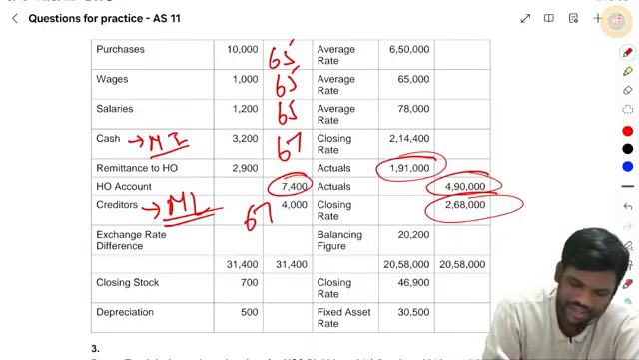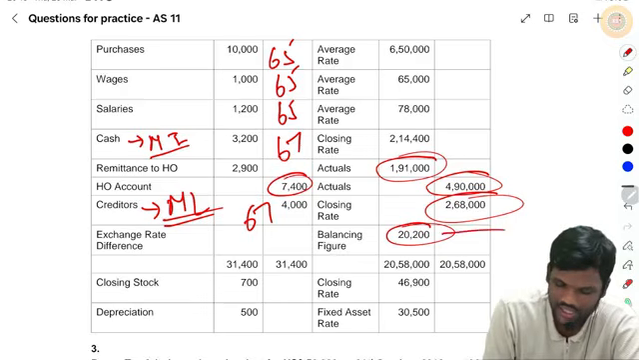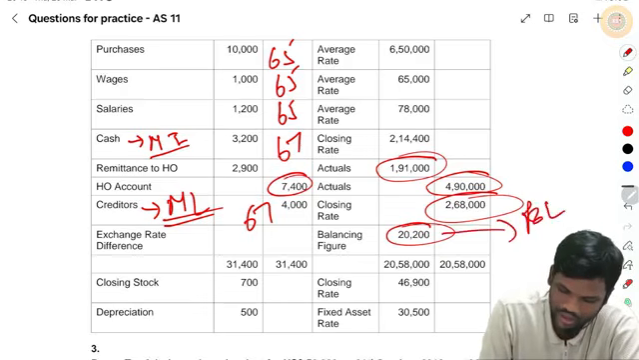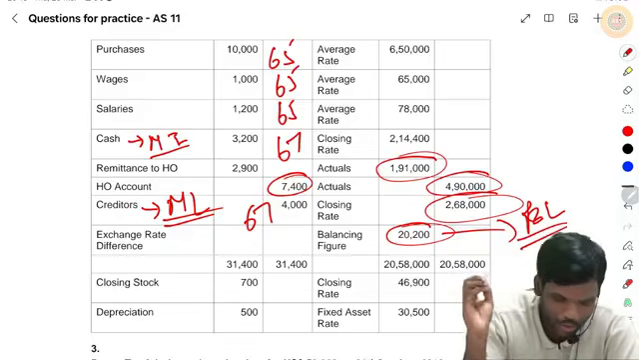Obviously, it will not tally. There will be an exchange difference. Since we have assumed it as IFO, it will be taken to P&L.